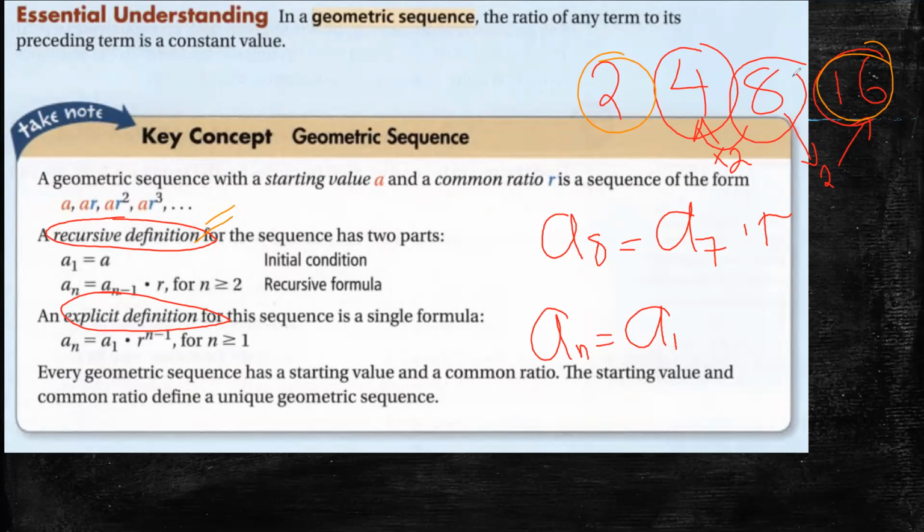This is for the recursive. For the explicit, no, I just need only the first term. If I know the first term, I will find to you any number of terms you asked me about. So A sub n is A sub 1, the first term, times R raised to the power n minus 1, where R is the ratio and n is the number of terms. Is it clear now? Yes, teacher. This is for the recursive and this is for the explicit.